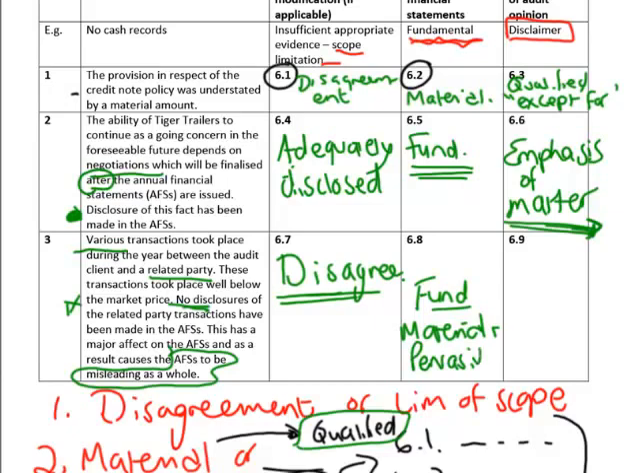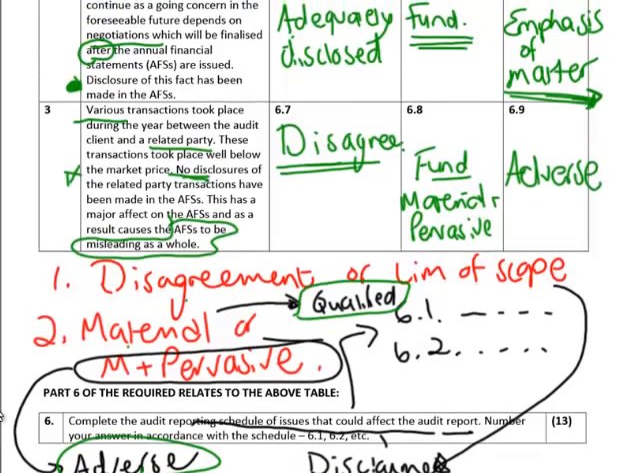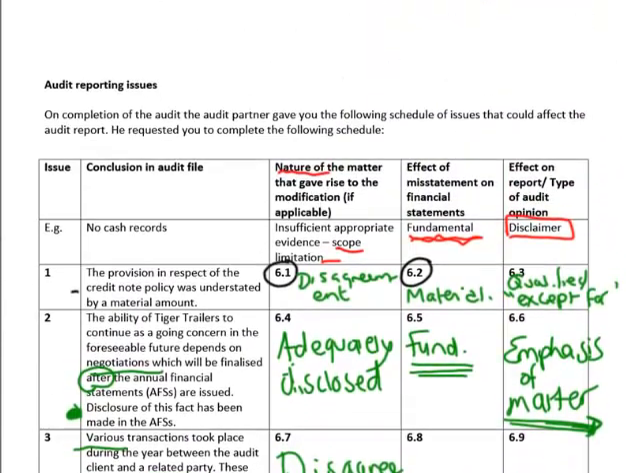So we've got a disagreement that's material and pervasive. What do we say down here? Disagreements that are material and pervasive give us an adverse. So that is the type of opinion we're going to issue. And that therefore concludes AUE 303 for 3702 revision purposes. Good luck.